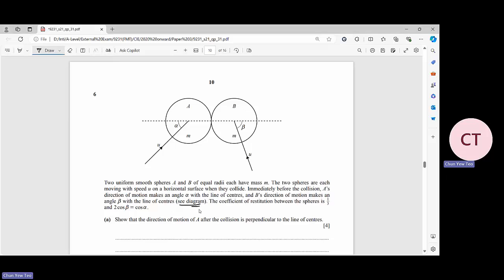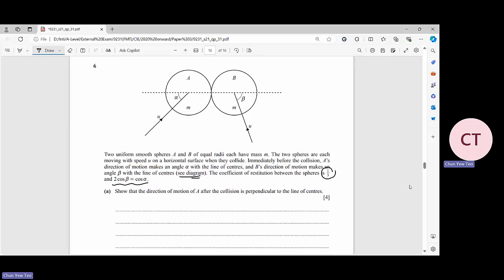See the diagram. Okay. The coefficient of restitution between the spheres is 1 over 3, and given that 2 cos beta is equal to cos alpha, show that the direction of motion of A after the collision is perpendicular to the line of centers. Okay, so we will need to draw the diagram before and after. So before, let me just put it this way.